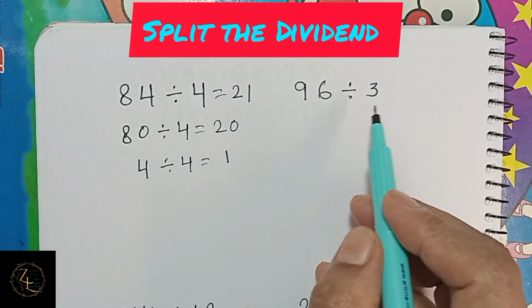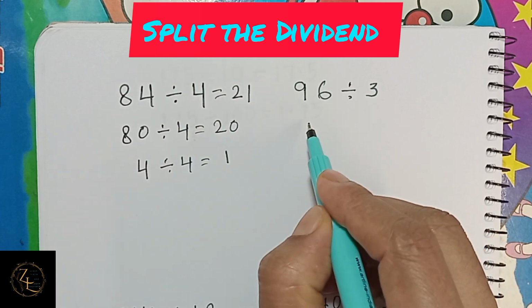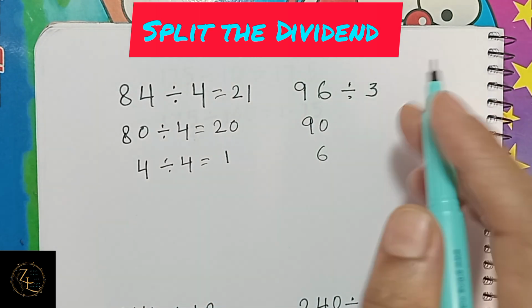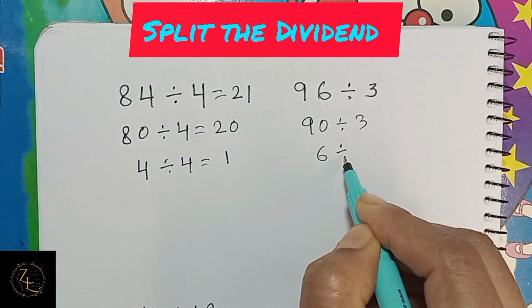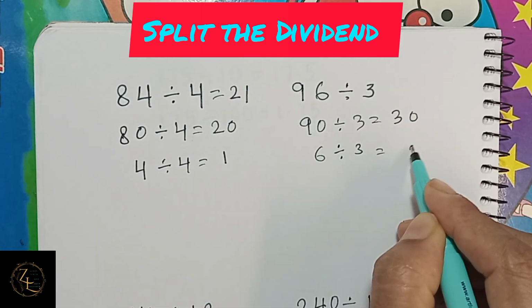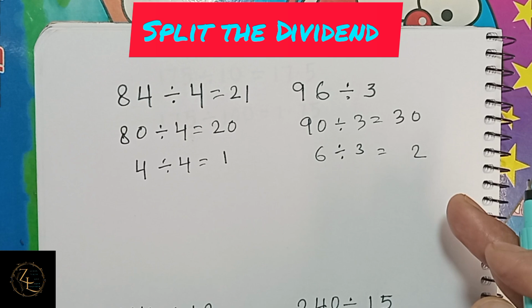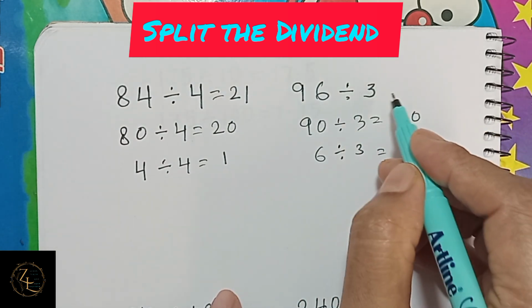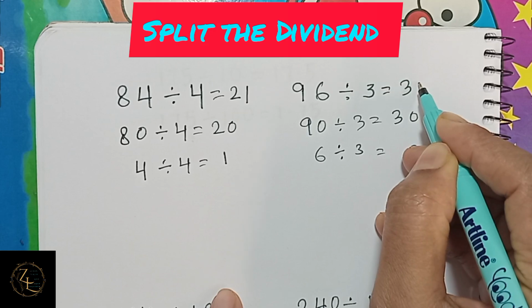96 is divided by 3. Split 96 into 90 and 6. Now divide each part by 3. Add 30 and 2, it will be 32. 96 divided by 3 is equal to 32.